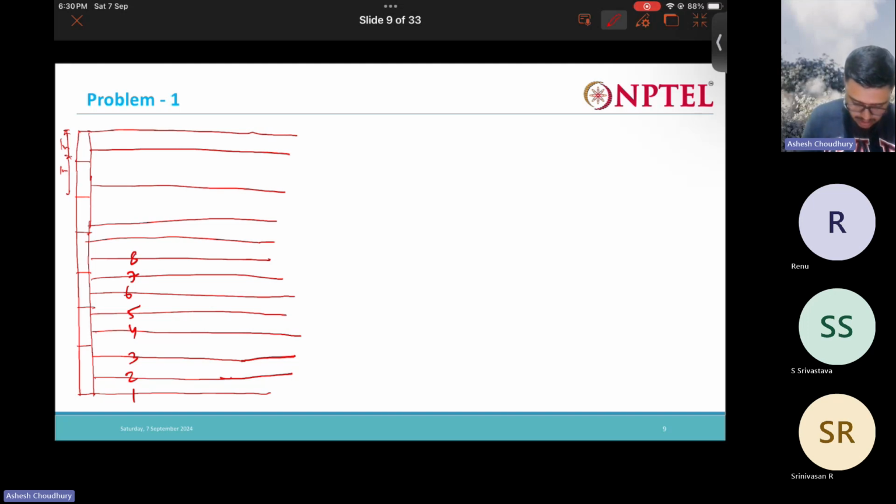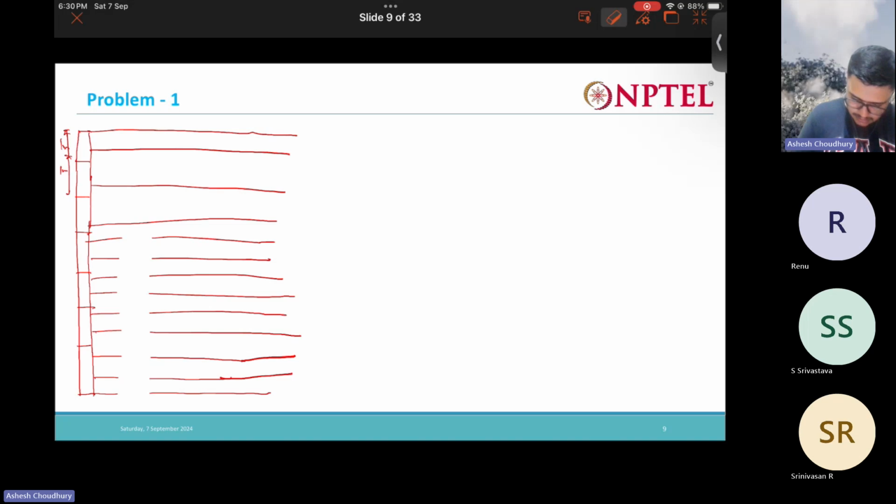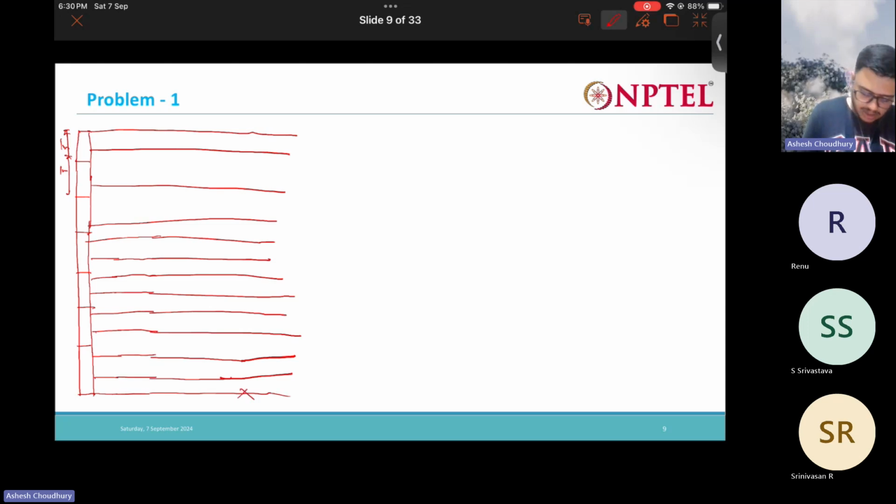Did I make some mistake? This is not a reinforcement. From here you are starting: 1 2 5 6 7 8 9 10 11. Okay, so 11 layers of reinforcement.